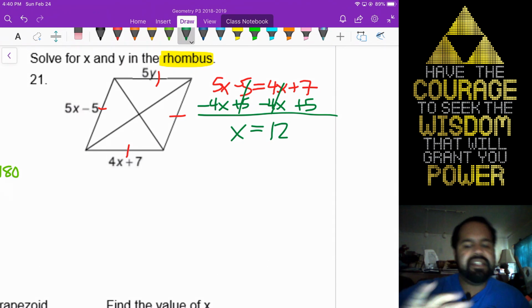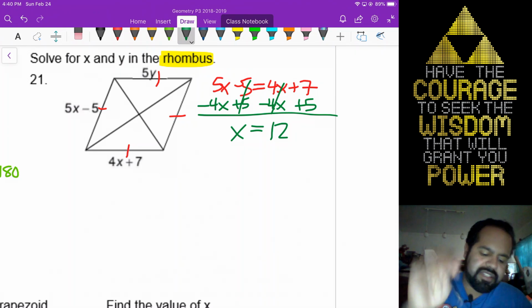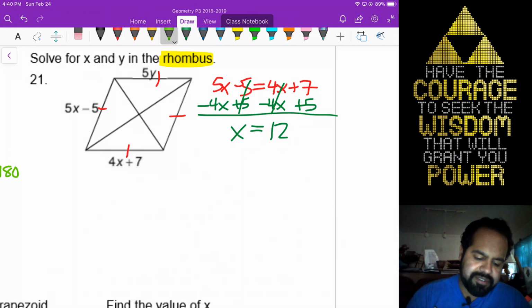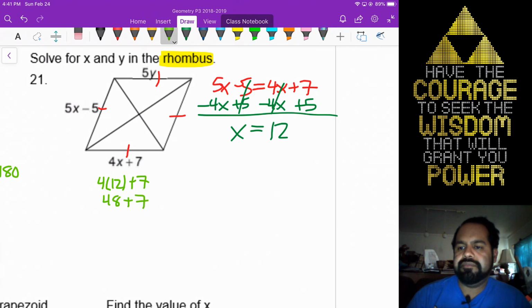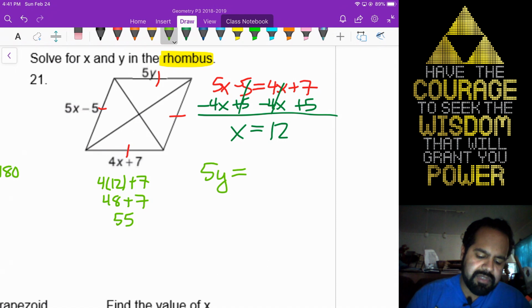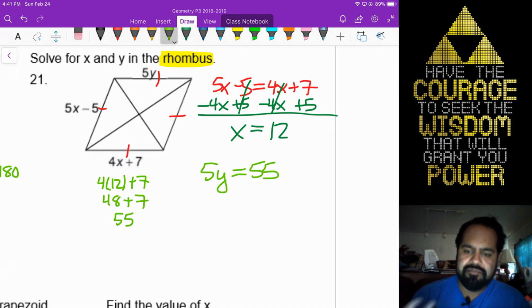Now, we're going to take this x equals 12, plug it into any one of our sides. So 4 times 12 plus 7. So I'm going to have 48 plus 7. So I believe that's 55. So I'm going to say 5y is equal to 55. So y should equal 11.